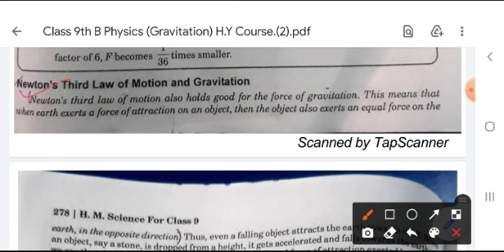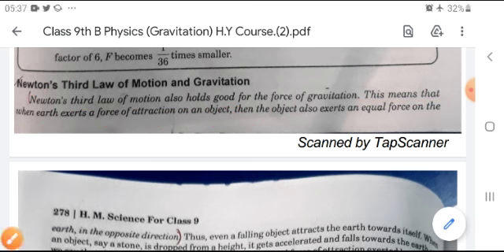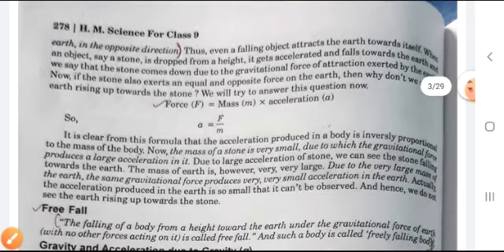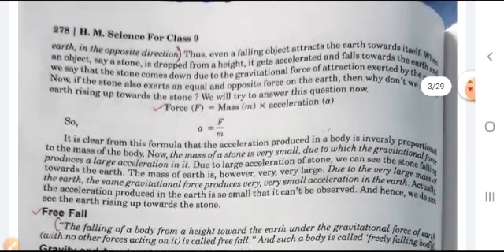That is, when the Earth exerts a force of attraction on an object, then the object also exerts an equal force on the Earth in the opposite direction. Thus, even a falling object attracts the Earth towards itself. When an object, say a stone, is dropped from a height, it gets accelerated and falls towards the Earth, and we say that the stone comes down due to the gravitational force of attraction exerted by the Earth.